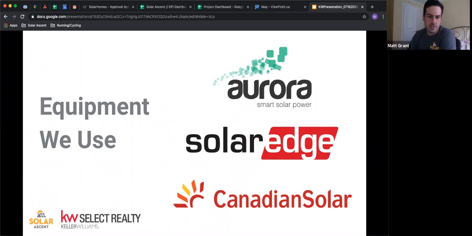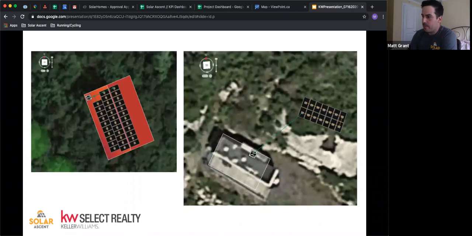And then there's different options. These two images are examples of what our software spits out and what some of the modeling looks like. There's other design software, but these are just examples from Aurora. It's what's used to model a system on location. You can model in trees, things like that. So the design software can be pretty sophisticated.